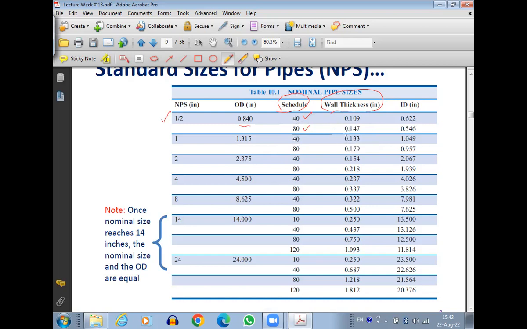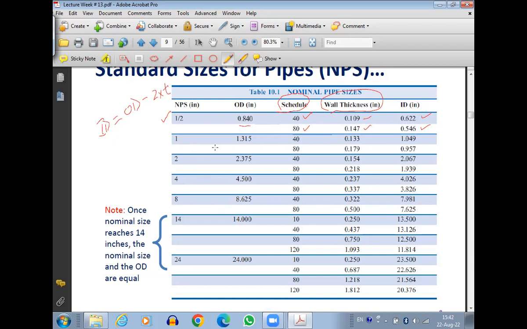So corresponding to the wall thickness, you can find out what will be the inner diameter. Outer diameter minus twice the wall thickness gives you the inner diameter. If the outer diameter was 0.84, the inner diameter, given this wall thickness, comes out to be 0.622. Similarly, if the outer diameter is 0.84 and the wall thickness is 0.147, the inner diameter will be 0.546. So the formula for the inner diameter is outer diameter minus twice the wall thickness.